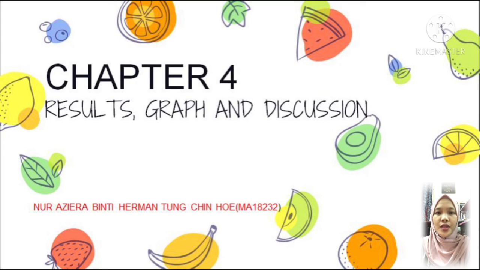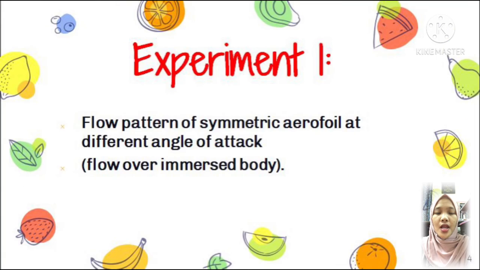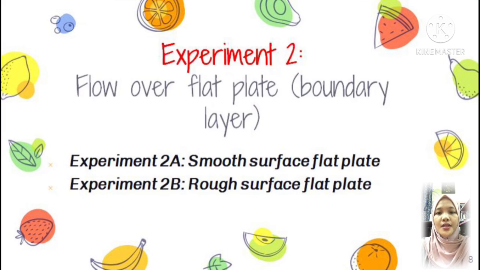Will continue the presentation about Chapter 4, Result, Graph and Discussion of Laboratory 2. There are a total of 3 different experiments that will be conducted. The first experiment is the flow pattern of symmetric airfoil at different angles of attack, in which this experiment is to study the flow over an immersed body. The second and third experiments are to study the boundary layer for flow over a flat plate. The 2A experiment is for a smooth surface plate, while experiment 2B is for a rough surface plate.